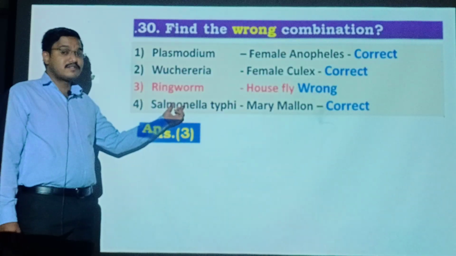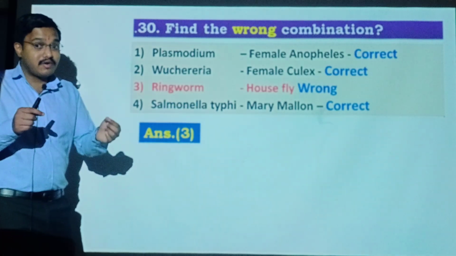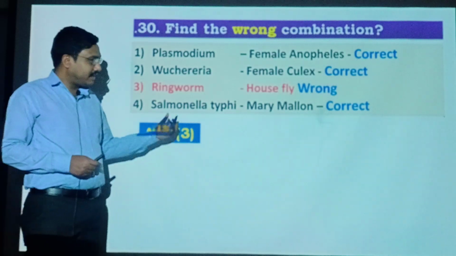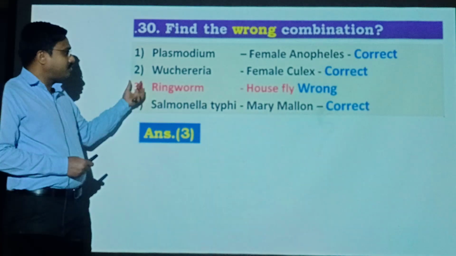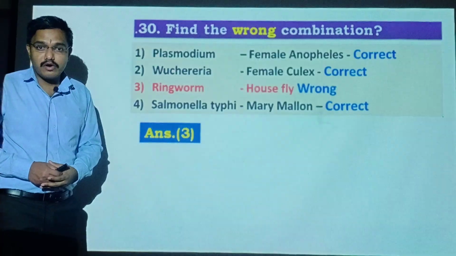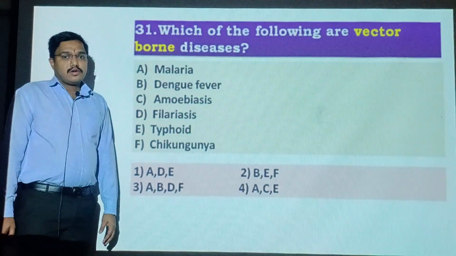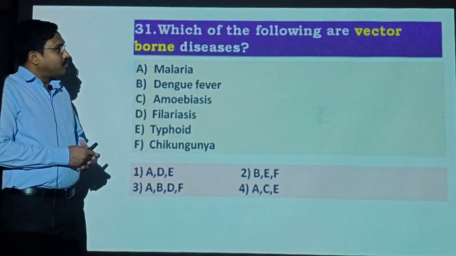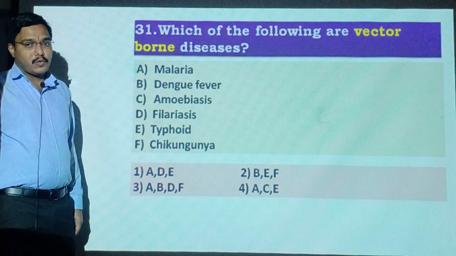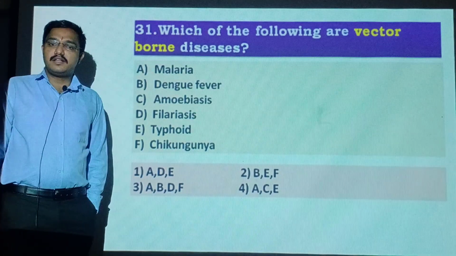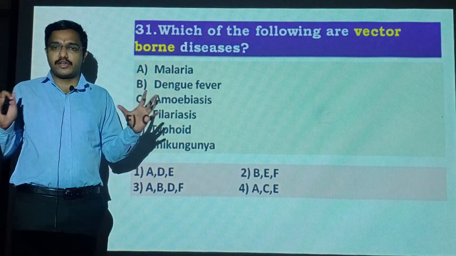Salmonella typhi causes typhoid. Mary Mallon is regarded as typhoid carrier. So that's why this is the correct combination. Right answer is option 3. That is wrong combination. Okay, next question. Question number 31. Which of the following are vector-borne diseases? Vector-borne diseases means the diseases which spread through vector, especially by mosquito.